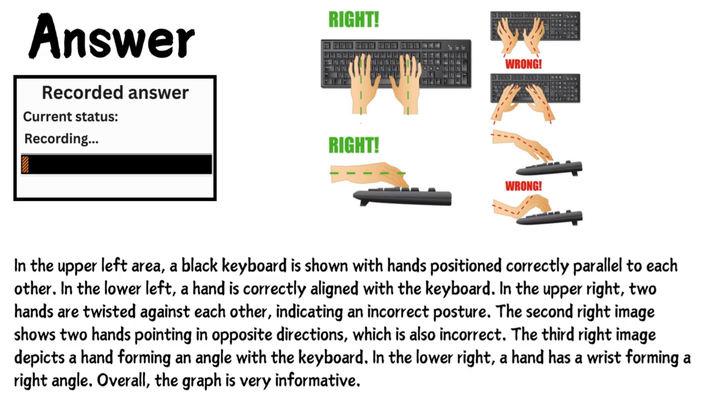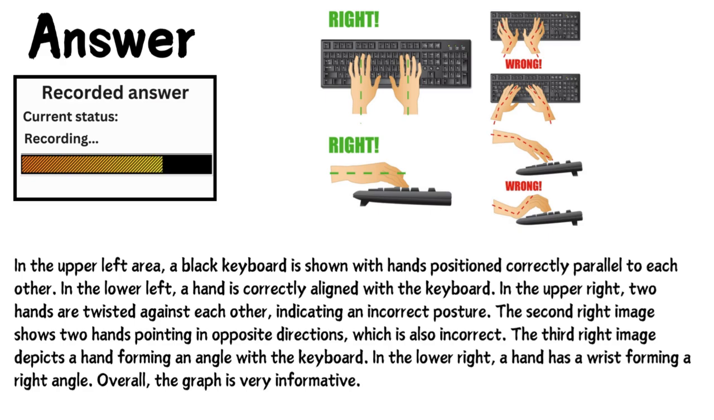In the upper left area, a black keyboard is shown with hands positioned correctly parallel to each other. In the lower left, a hand is correctly aligned with the keyboard. In the upper right, two hands are twisted against each other, indicating an incorrect posture. The second right image shows two hands pointing in opposite directions, which is also incorrect.